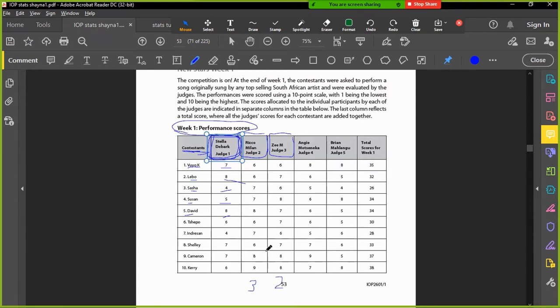And the range is just the highest minus the lowest. So what is that telling you? That's just telling you the range in terms of what each judge has as a lowest and a highest score. Do you agree? Yes. Okay, and that gives you an indication of their central location. If you had to work out variance, what would you have to do?